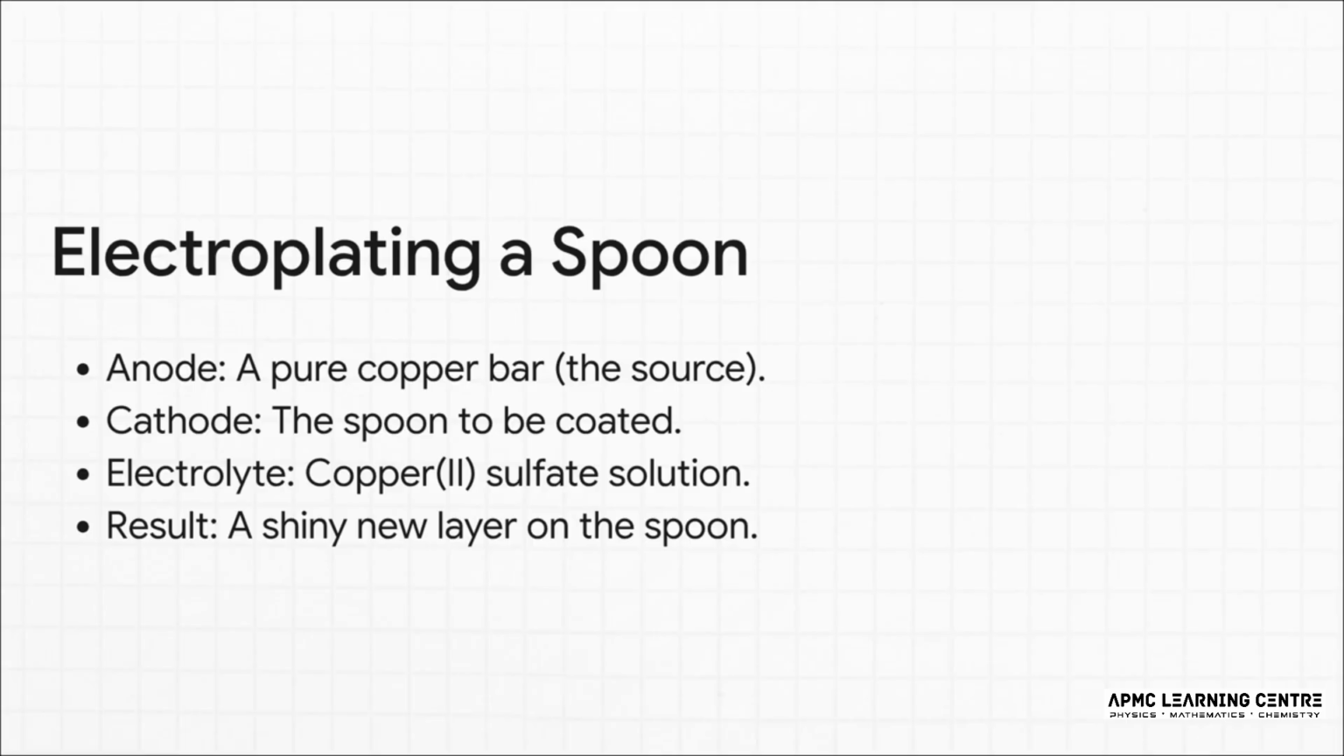Let's make this super real. Say you want a copper plated spoon. Easy. You just set up your marketplace with the spoon as the cathode, the buyer. The anode, the seller, would be a bar of pure copper. You flip on the power, and boom, copper atoms start their journey from the bar and lay themselves down in a perfect, shiny new layer all over your spoon.